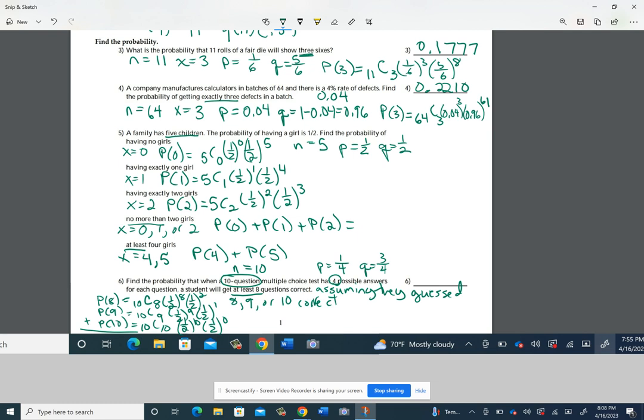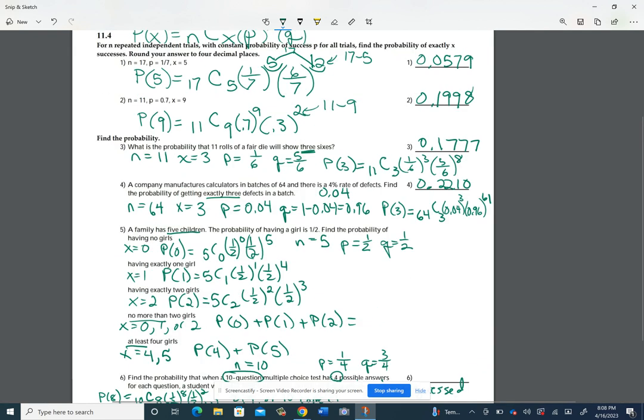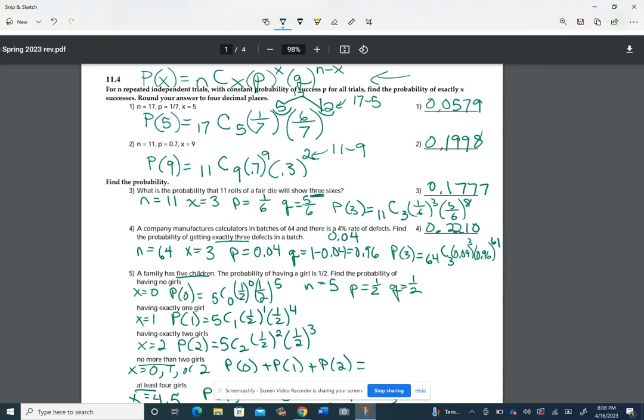So the problems that you'll see on 11.4 are just going to be using this formula right here and making sure you can do it when it's real straightforward, and then making sure you know how to identify the N, the X, the P, and that you understand how to get the exponents on those. Figure out the Q and get the exponents on those.